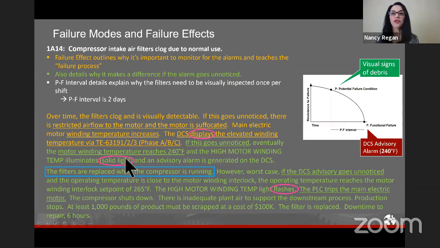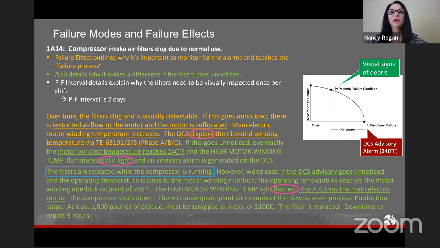And I know that it's not going to go within seconds. If it was seconds, I would have written that in my failure effect, right? Within seconds, the compressor shuts down. So I know that I've got a certain amount of time between when the DCS advisory alarm is indicated and the point where the compressor actually shuts down. So I could have that as a failure.